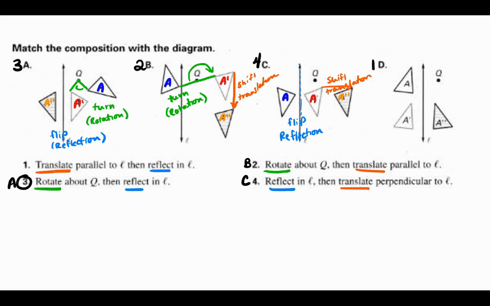If we look at this from A to A prime, we do have a translation. Our object has just been translated parallel to line L. Then from A prime to A double prime, this has been the mirror image, or flipped across that line. So this is our reflection. So number 1 is diagram D.